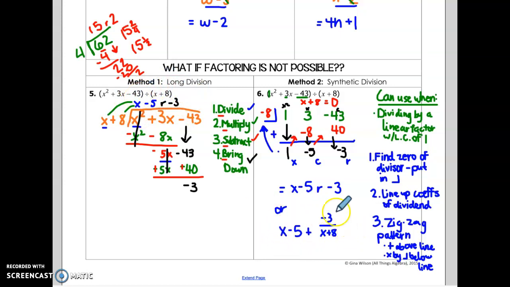Okay, and then over here I've got how you can rewrite the remainder. So technically this remainder of negative 3, just like up here with the 2, we're going to write it over what we were originally dividing by. And to be technical, we could say minus and then 3 over x plus 8.